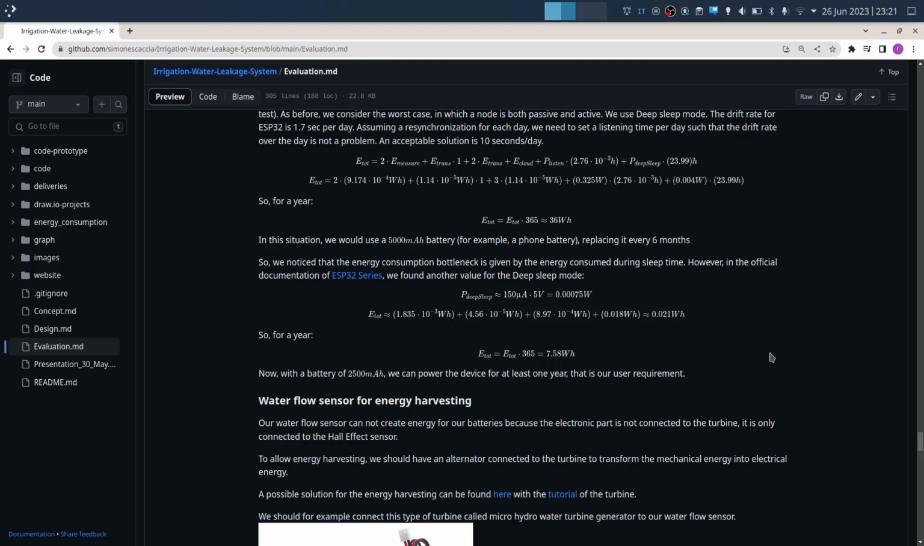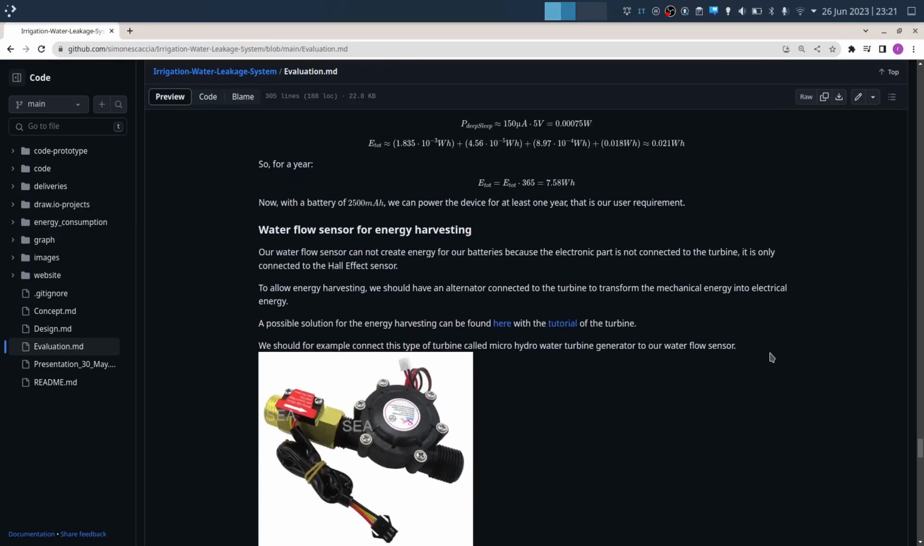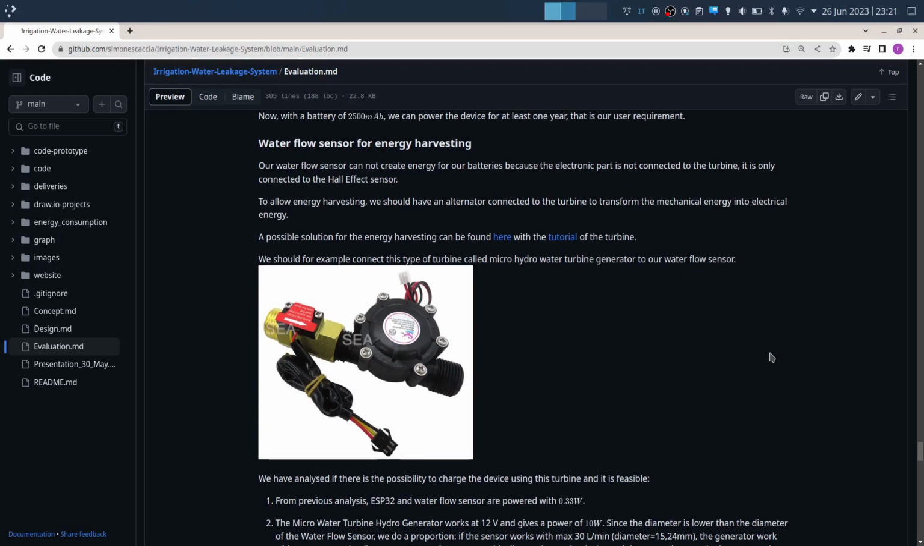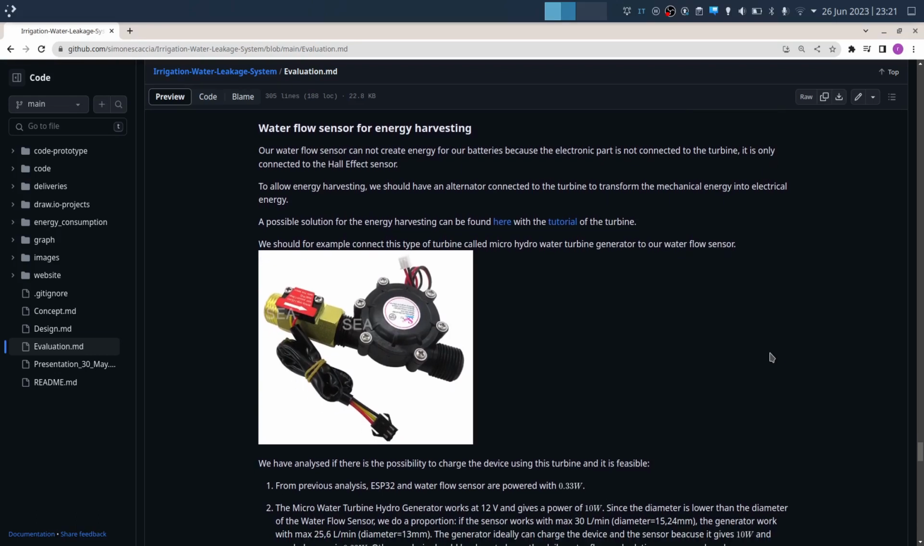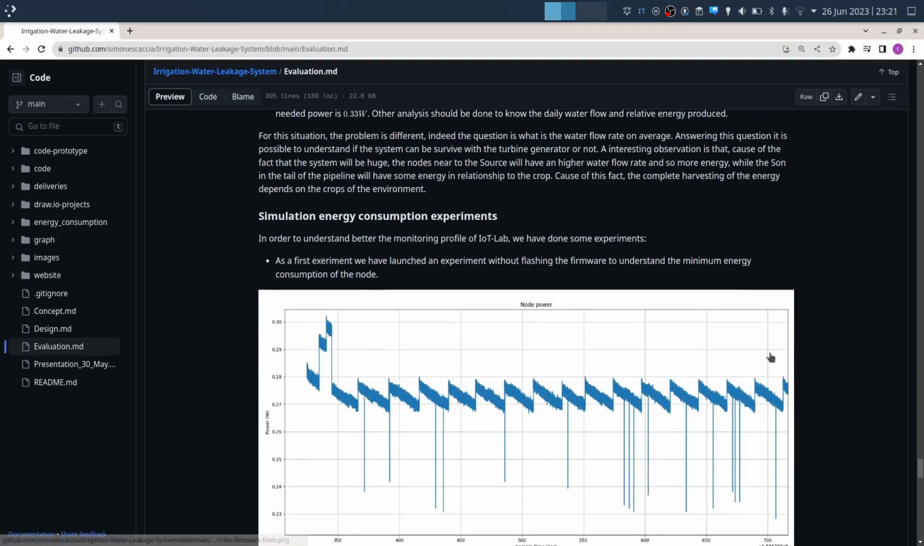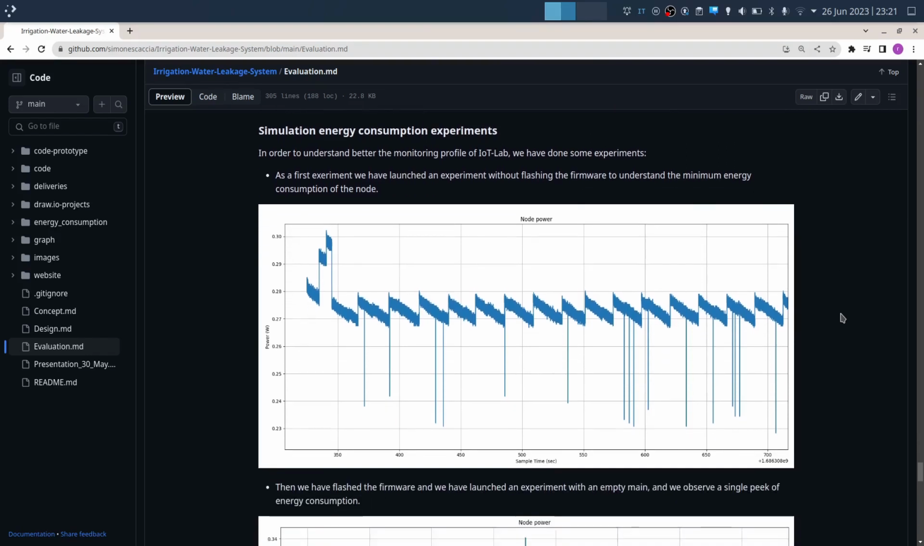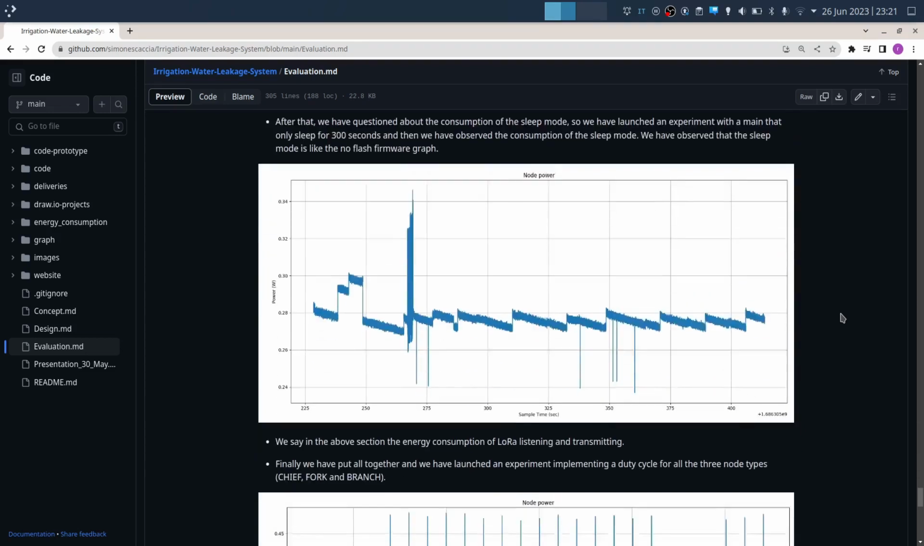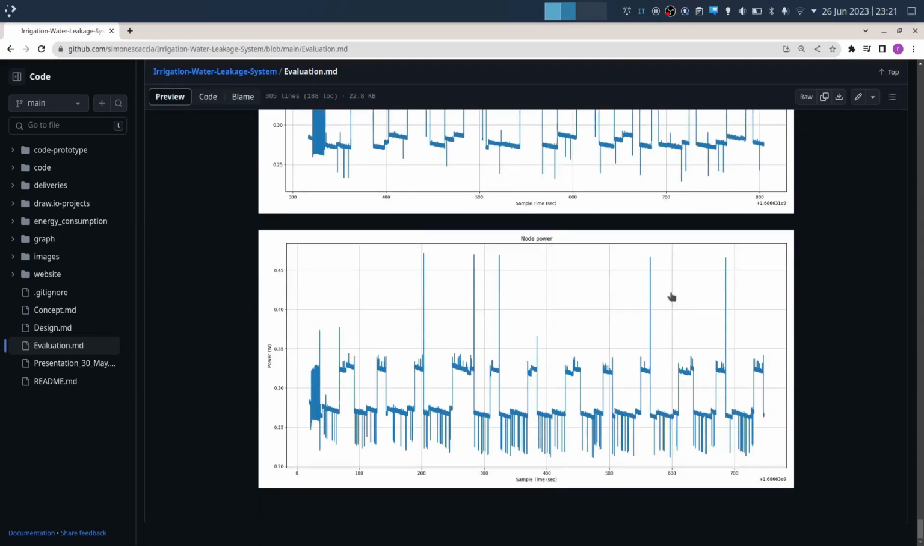After this, we have done another analysis, in particular about the harvesting of energy, and we have found that with a microgenerator we will have enough energy for our boards. In the end, we can see different graphs about the energy, and if you want to understand them, go on GitHub and see our documentation.